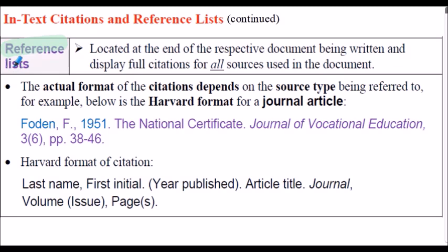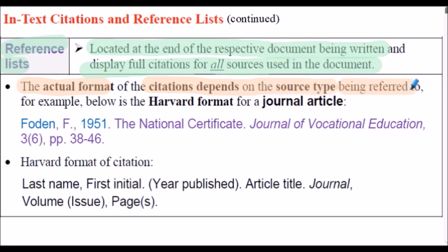Reference lists. These are located at the end of our respective document being written, and they display the full citations for all the sources used in the document. The actual format of the citation depends on the source type being referred to. So, for example, below is the Harvard format for a journal article. So Foden, that's the last name of the author, only one author in this particular case. F is the first initial of the author.